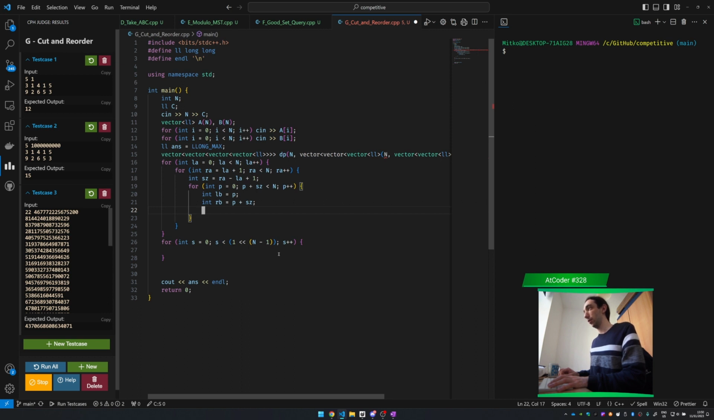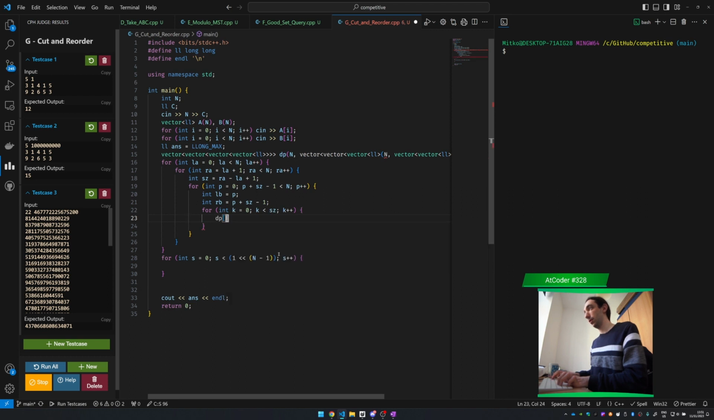Is that correct? One. So imagine this one. This is 1 minus here. Size is 2. From dp at la ra, lb rb, plus equals. So what is this? Why doesn't this work?